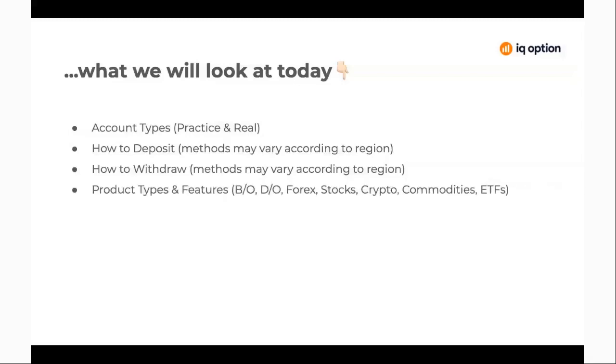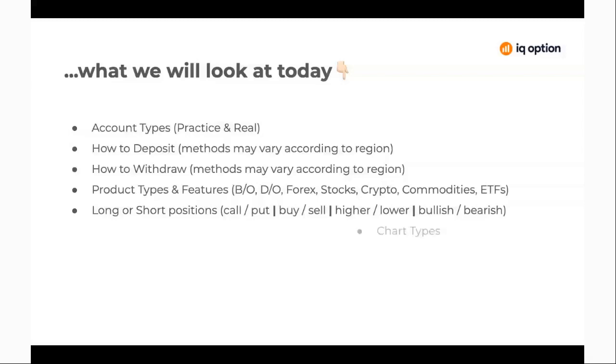Product types and features. So binary options, digital options, Forex, stocks, cryptocurrencies, commodities, and exchange traded funds. Okay. Long or short positions. Now, we hear lots of different terminologies for long and short positions: call, put, buy, sell, higher, lower, the bullish market, the bearish market. What does it all mean? Let's make that a bit clearer for everybody.